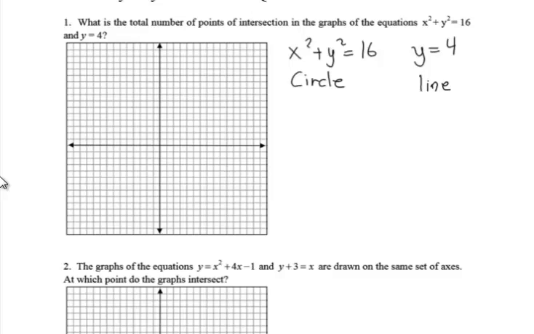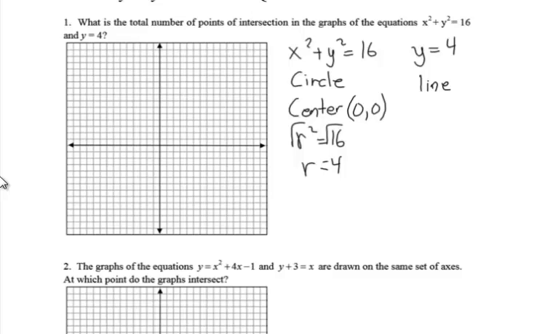So when we graph circles, the first thing we're looking for is the center. What are we doing with x and y here? Well, there's nothing attached, so the center is at the origin, 0, 0, and then r squared is 16. The square root of 16 is 4. Some common mistakes: people will divide by 2 to get the radius, or just leave it as 16.